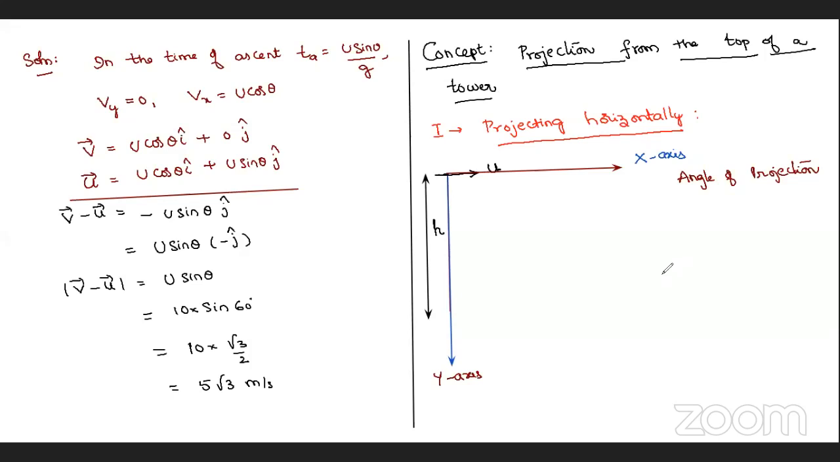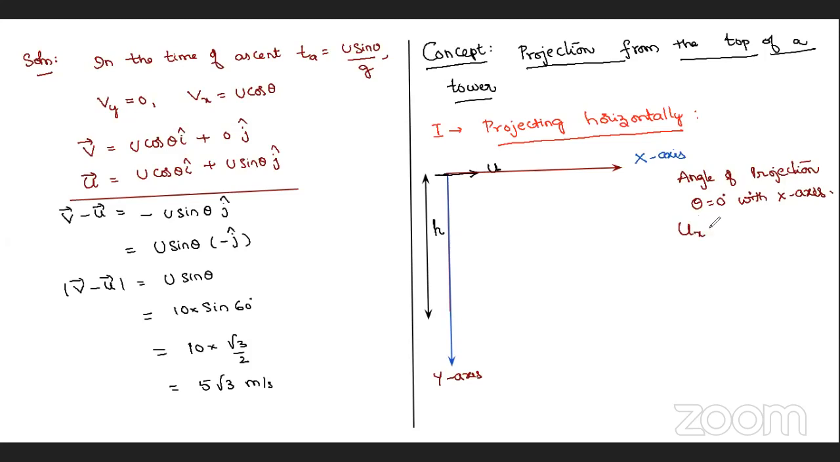Will anyone please tell the angle of projection? Angle of projection with x-axis. 0. Why? Because you projected along the x-axis only. Along the x-axis means angle of projection theta equals 0 degrees with x-axis. Okay, good. If theta is equal to 0, will you say that the initial velocity is none?